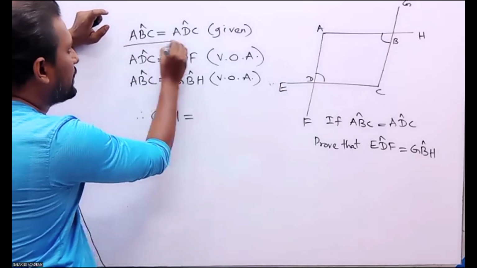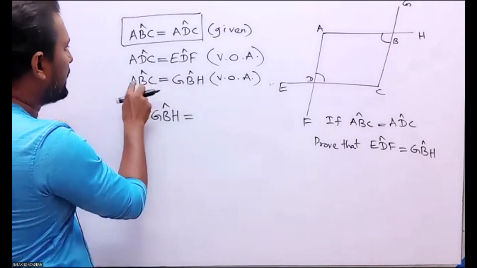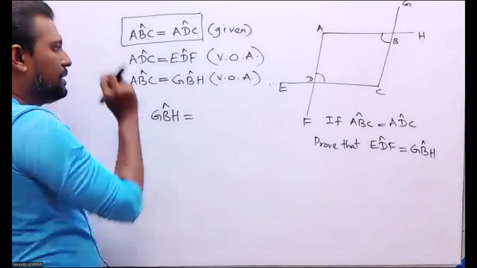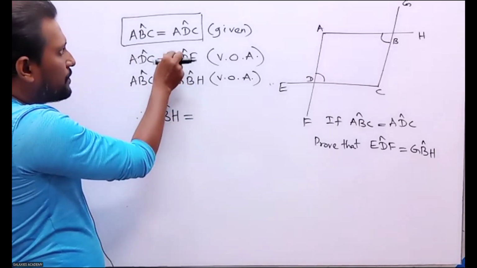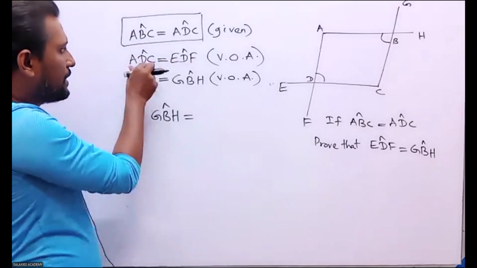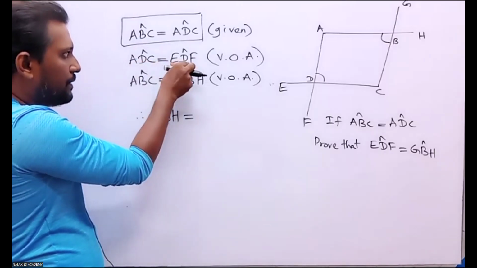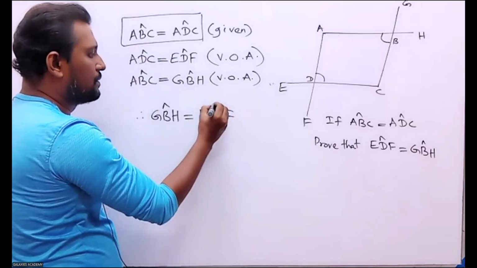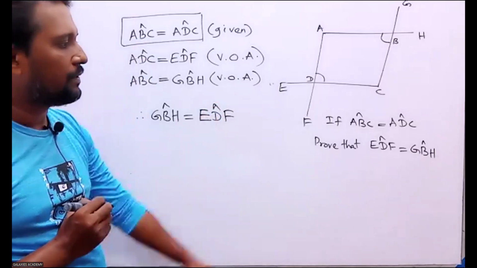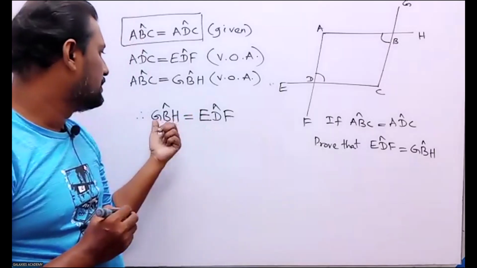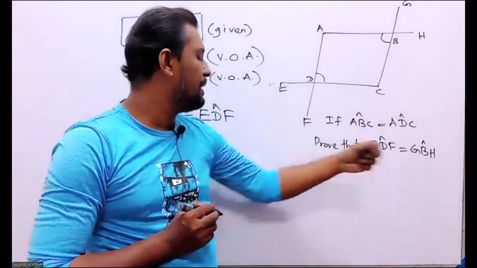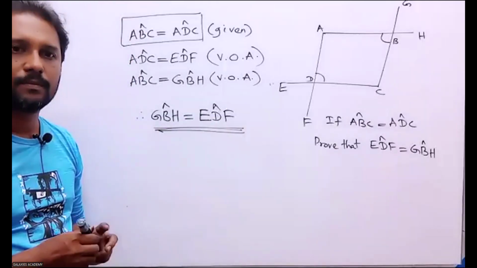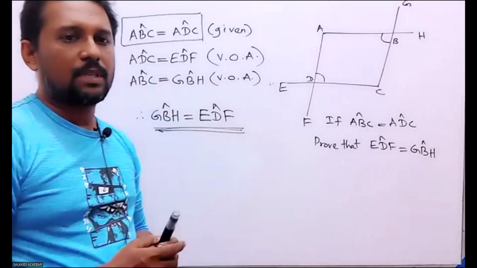Is it clear? This is what I write. Since ABC equals GBH, I remove ABC and put GBH equals this ADC. Removing ADC, what can I put? ADC equals EDF. Right? Then what you have to show? EDF angle equals GBH angle. Okay, the answer is received. Using 3 steps, I got the answer.